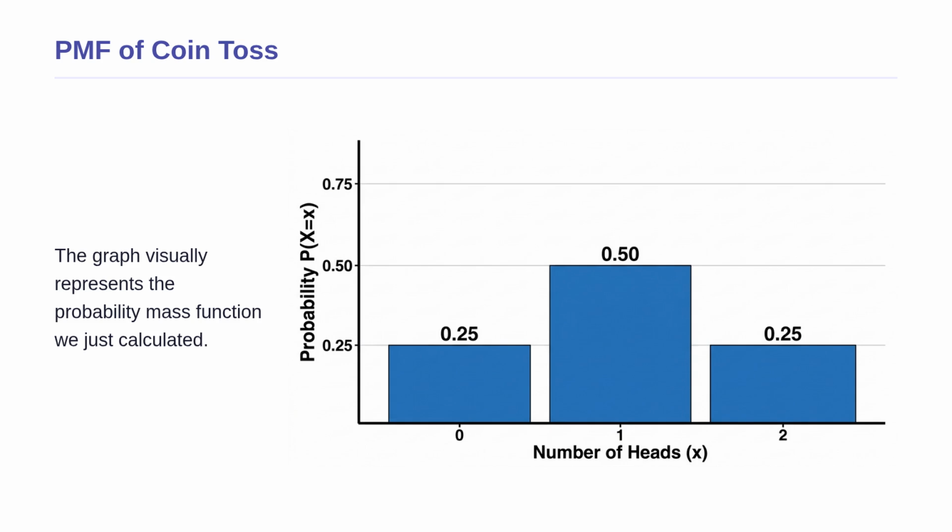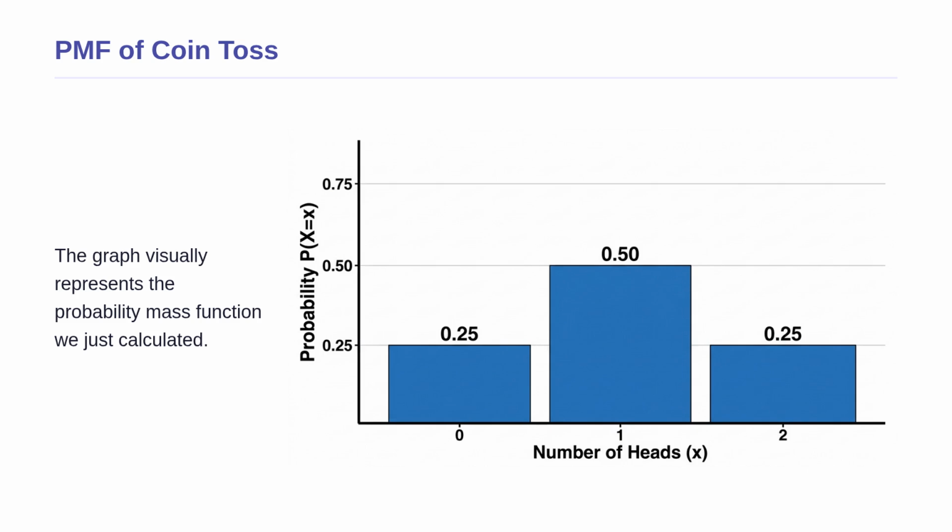Walk your eyes along the horizontal axis, which shows the number of heads, 0, 1, and 2. Now look at the vertical axis, which shows the probability of each event. The blue bars rise to match the probabilities we just found, 0.25, 0.50, and 0.25.